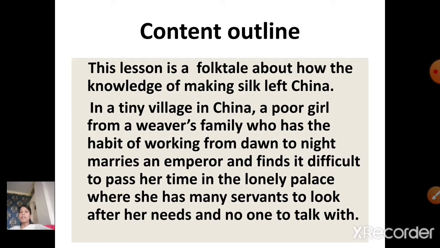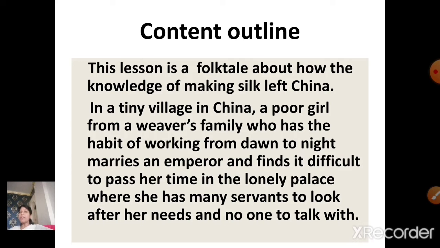Children, now let us understand about this lesson in short. This lesson is a folk tale. What do you mean by folk tale? Yes, stories which are told by storytellers since many years. This lesson is a folk tale about how the knowledge of making silk left China.